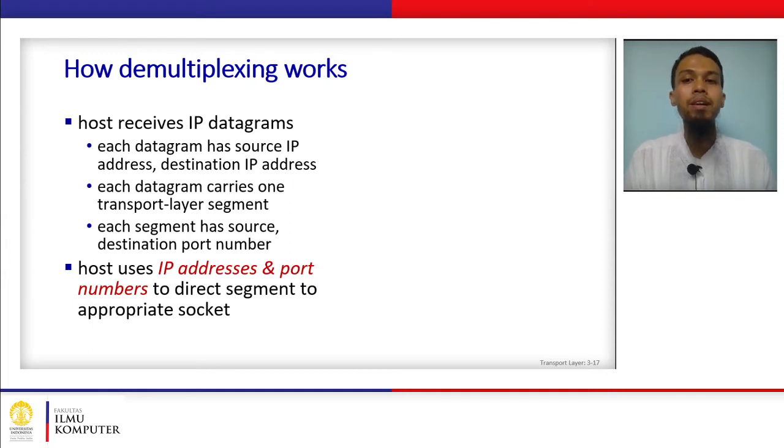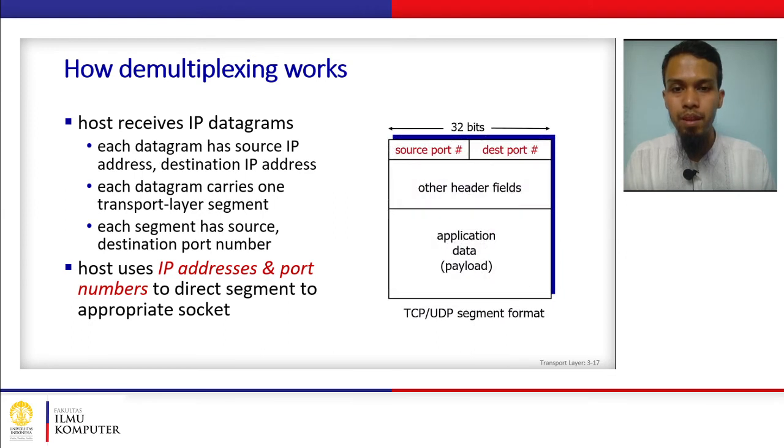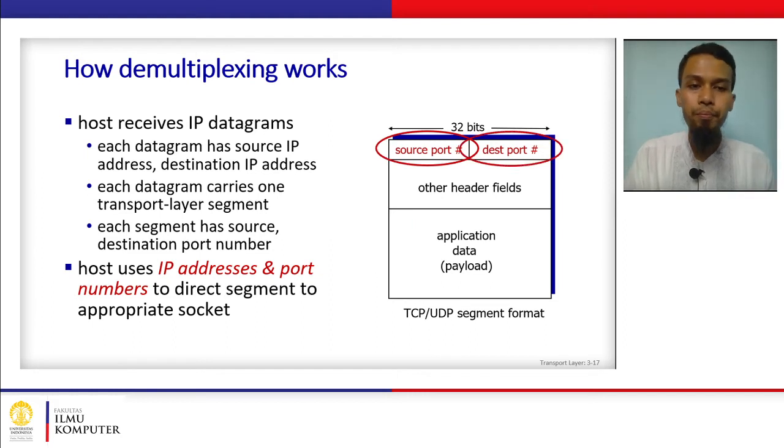So basically, the host uses these four in total, the IP addresses and port numbers, source and destination, to decide where to redirect the packets, especially in demultiplexing. So this is the general structure of transport layer headers. The most important parts are the source port and the destination port.